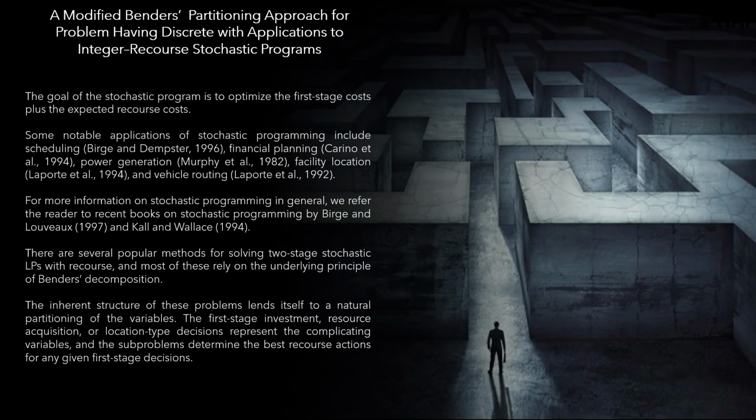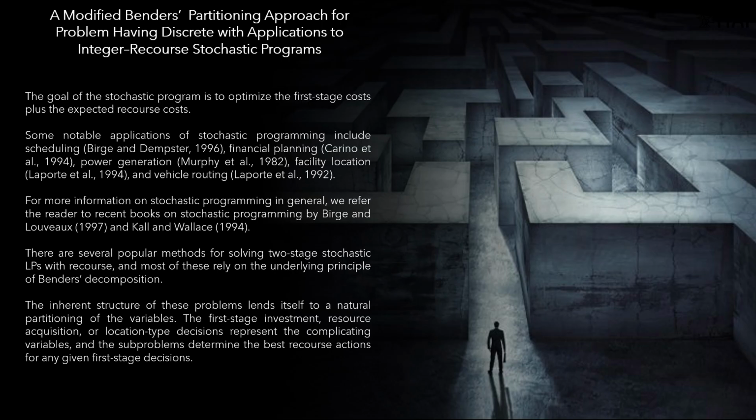The goal of the stochastic program is to optimize the first stage costs plus the expected recourse costs. Some notable applications of stochastic programming include scheduling, Birge and Dempster, in 1996, financial planning, Carino et al., in 1994, power generation, Murphy et al., in 1982, facility location, Laporte et al., in 1994, and vehicle routing, Laporte et al., in 1992. For more information on stochastic programming in general, we refer the reader to recent books on stochastic programming by Birge and Louveaux, in 1997, and Kall and Wallace, in 1994.